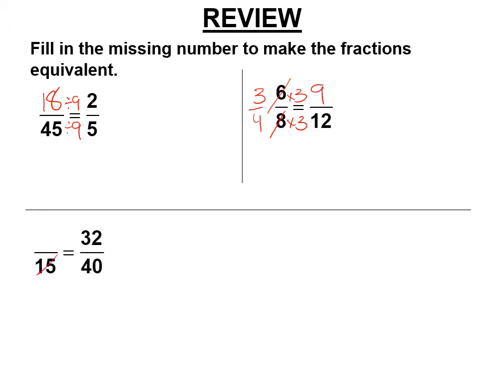15 doesn't make 40. Whoops, so I've got to simplify the one on the right this time. Both of those are on the 4 times table, but they're also on the 8. 32 divided by 8 is 4, and 40 divided by 8 is 5. Simplifies to 4/5. 15 divided by 3 is 5. So what number divided by 3 makes 4? 12 is the missing number.